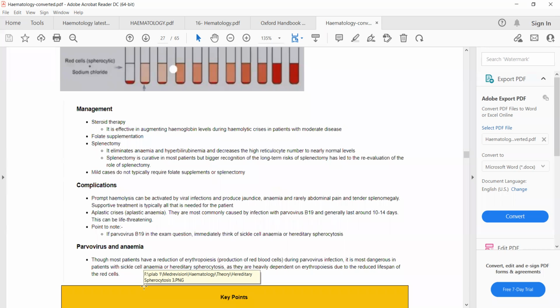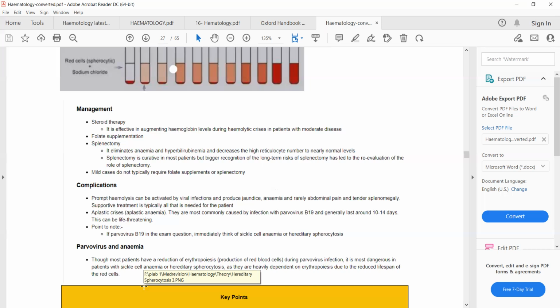Complications of hereditary spherocytosis include hemolysis, prompt hemolysis. Hemolysis can be activated by viral infections, and the most common virus that is associated with hemolysis is the one that causes aplastic crisis. Aplastic crisis means bone marrow suppression, or inability of the bone marrow to produce any cell lines such as RBC, WBC, and platelets, but specifically RBCs.